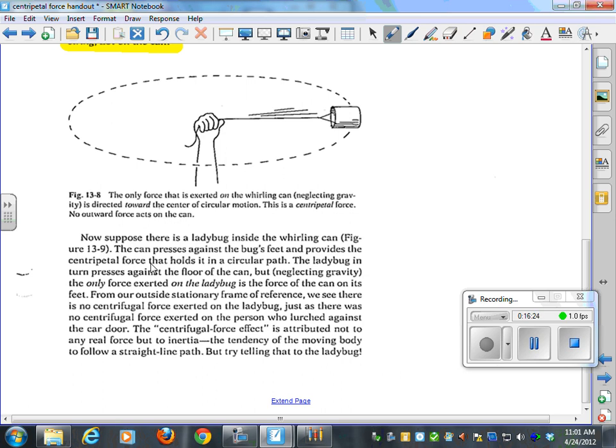Inertia is what's causing that pull on the string. The tendency of the moving body is to follow a straight line path. Try telling that to a ladybug. When you're in the G-force ride, do you feel a force? Yeah, pushing you out. It's not real. Just keep saying to yourself, it's not a real force. It's in fact inertia.